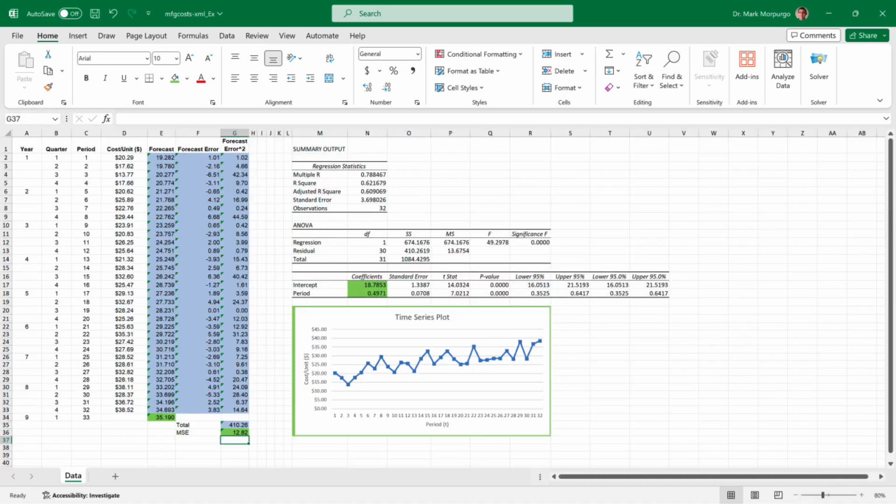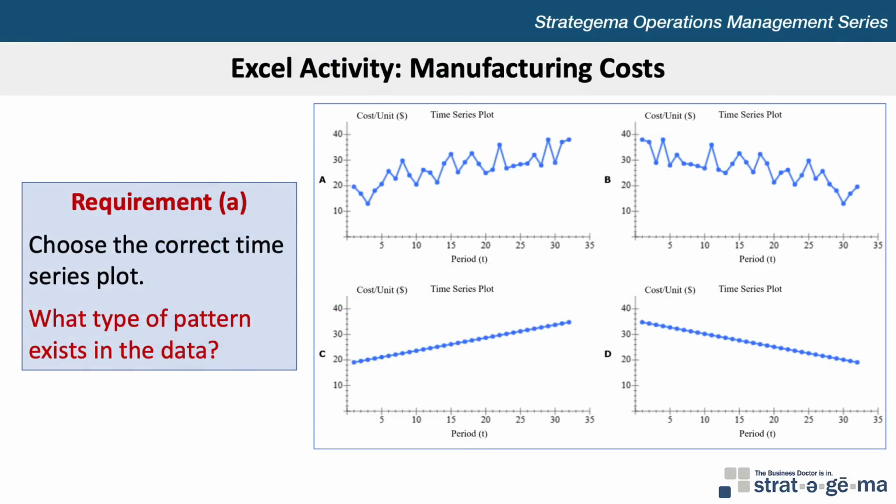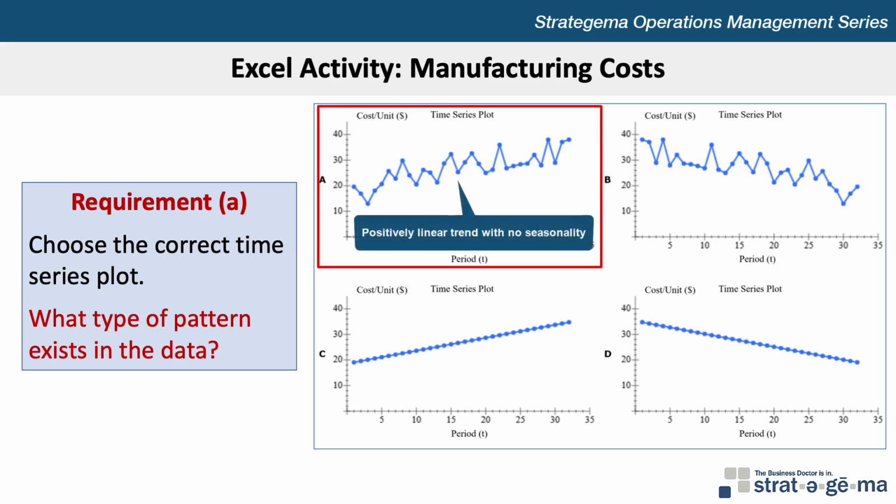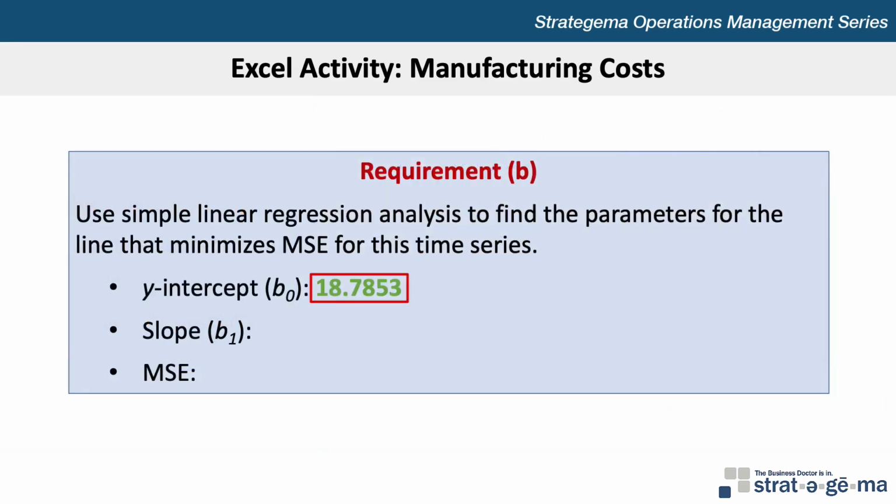Now we have everything we need to answer all of our requirements. For requirement A, from the options presented in the question, we can see that the plot we created resembles plot A, which shows a positively linear trend with no apparent seasonality. For requirement B, the y-intercept b0 is 18.7853, the slope b1 is 0.4971, and the MSE, mean squared error, is 12.82.